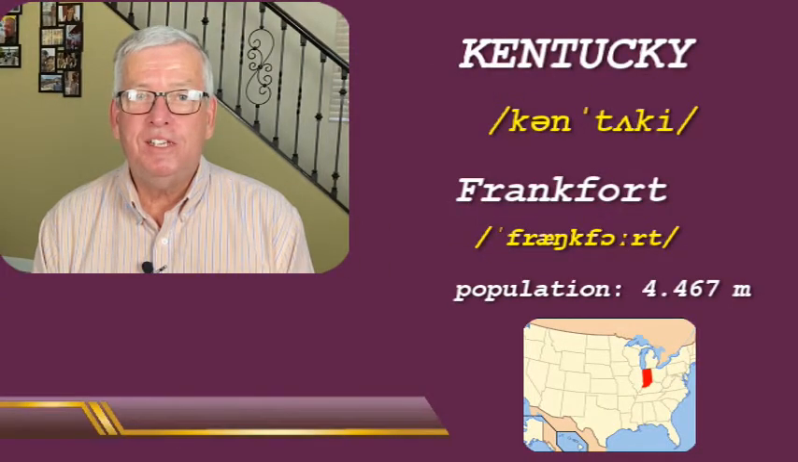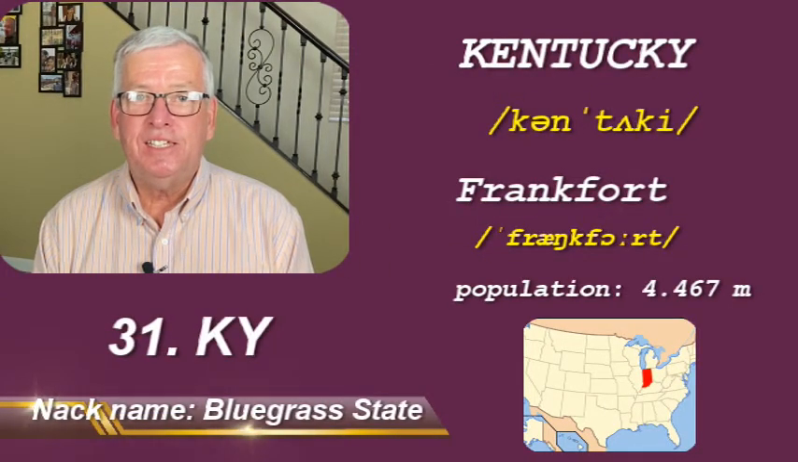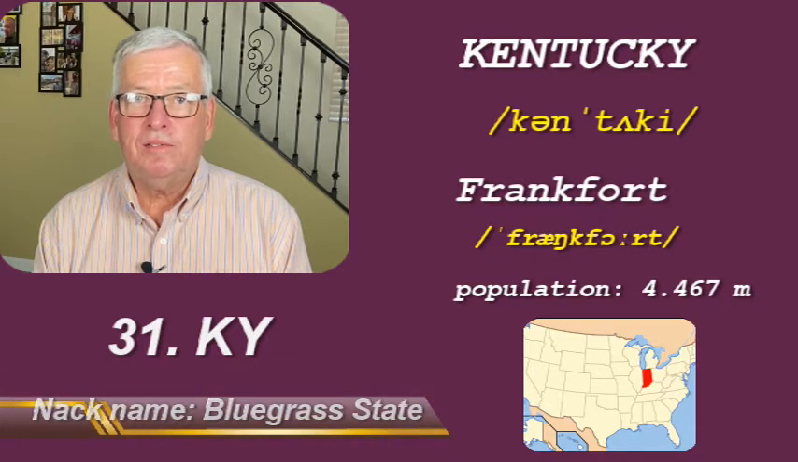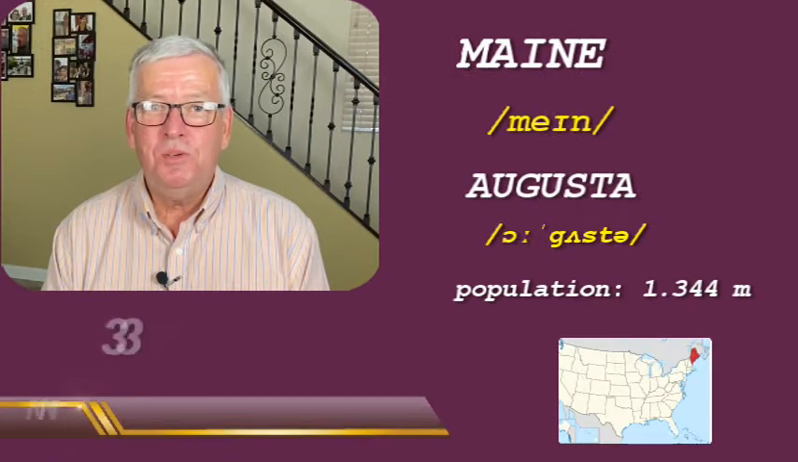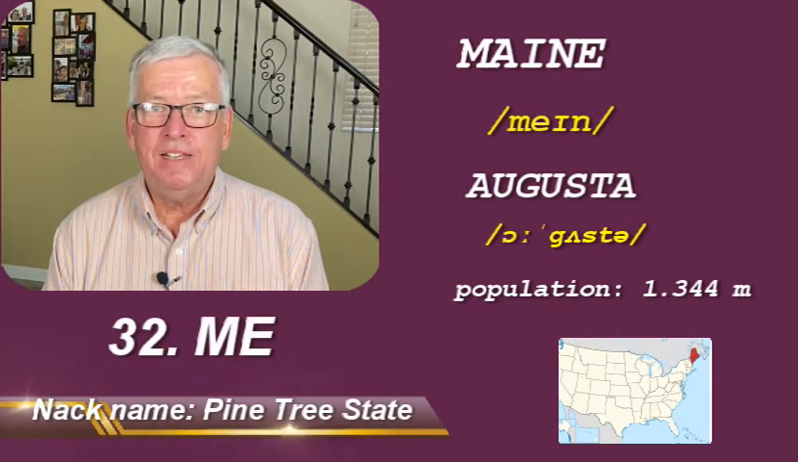Number 31 is Kentucky. The capital city is Frankfort. Frankfort. Number 32 is Maine.